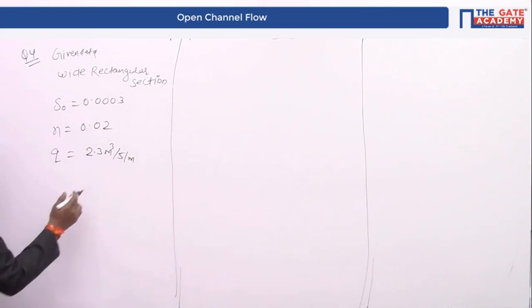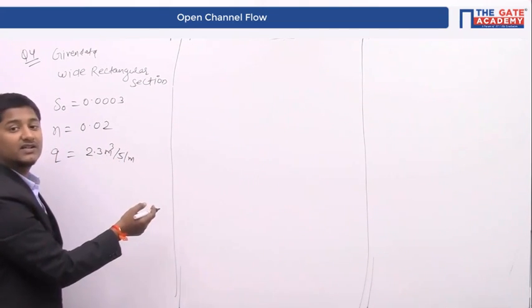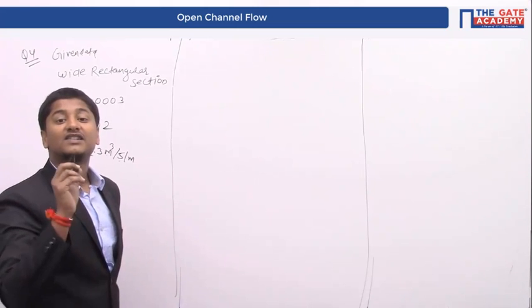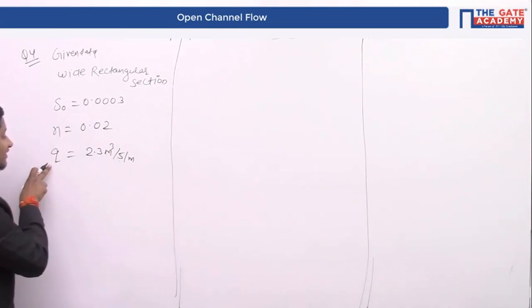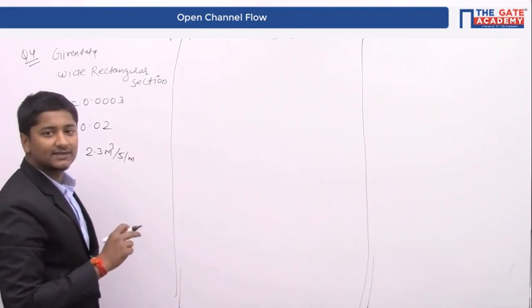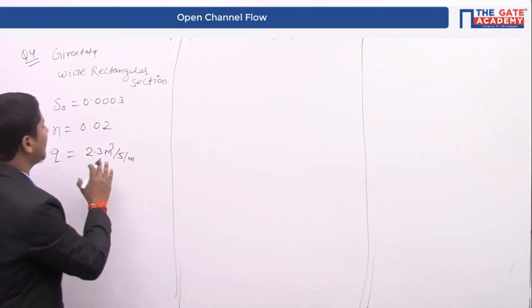So how is it given this unit? It's meter cube per second, that will be discharge, and per meter, that will be your discharge intensity. It means discharge per unit width. That's why I have written this notation, the symbol of this part is small q. That is showing discharge per unit width. I hope you understand the given data part.